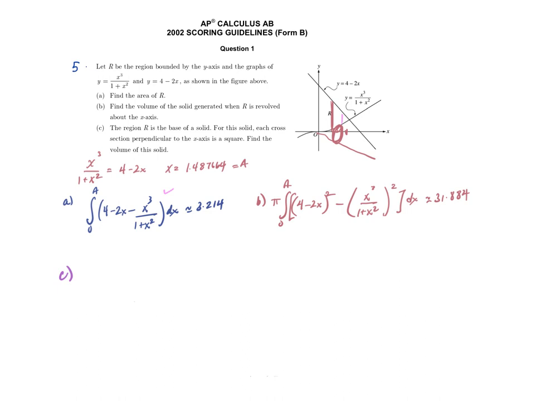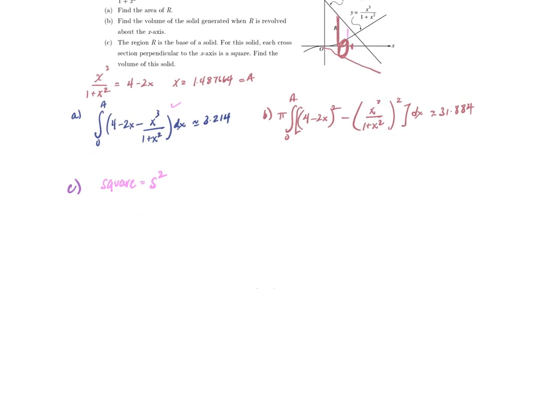And we know that the area of a square is equal to side squared, okay? So again, we integrate, 0 to a. And then I'm just going to take from part A, 4 minus 2x minus x cubed over 1 plus x squared, and then dx. Put it into the calculator, you get about 8.997. All right, let's see what we got here.